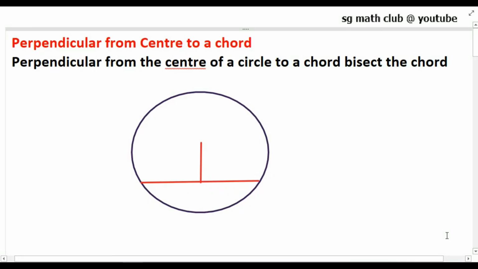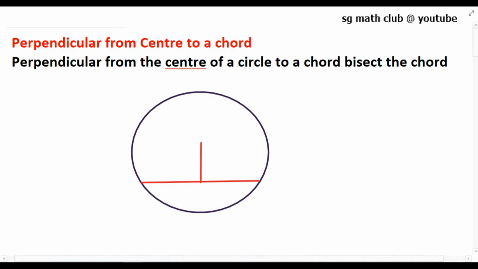We have already learned about circles and the terms related with circles. Also, we have seen that equal chords of a circle subtend equal angle at the center, as well as equal chords of two congruent circles subtend equal angle at their center. Now, today we will see about perpendicular from center to a chord.